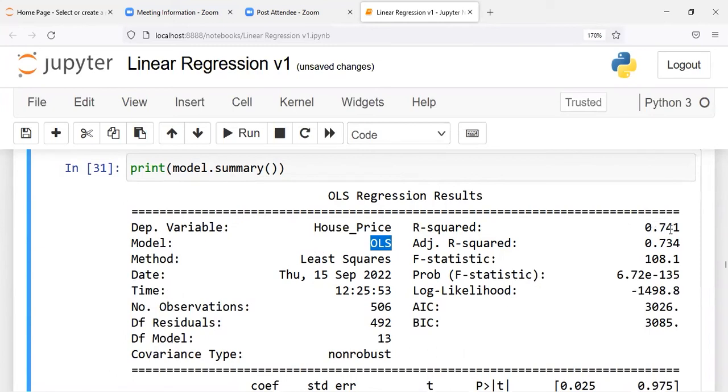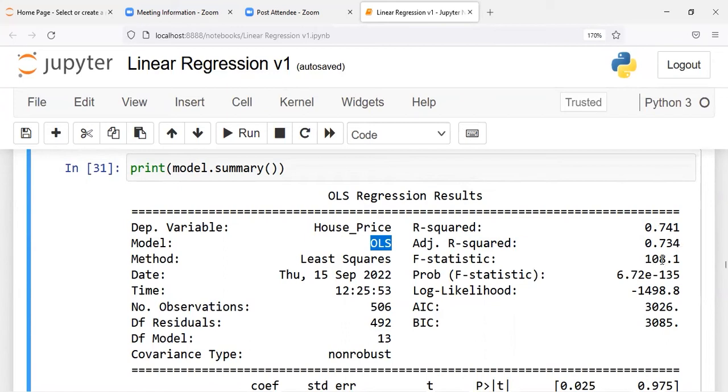In this case, the R square is 0.74. R square stands for coefficient of determination. The value lies between 0 and 1. If the value is close to 1, it means that the model fits the data well. On the other hand, if the R squared value is close to 0, it means that the model does not fit the data well. Here, we are getting a R square value of 74%, which means that 74% of the variation in the housing price can be explained by the set of independent variables that we have taken.